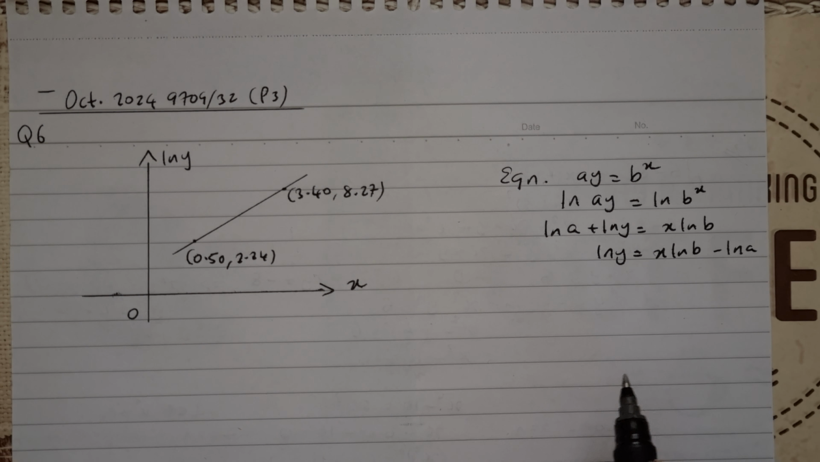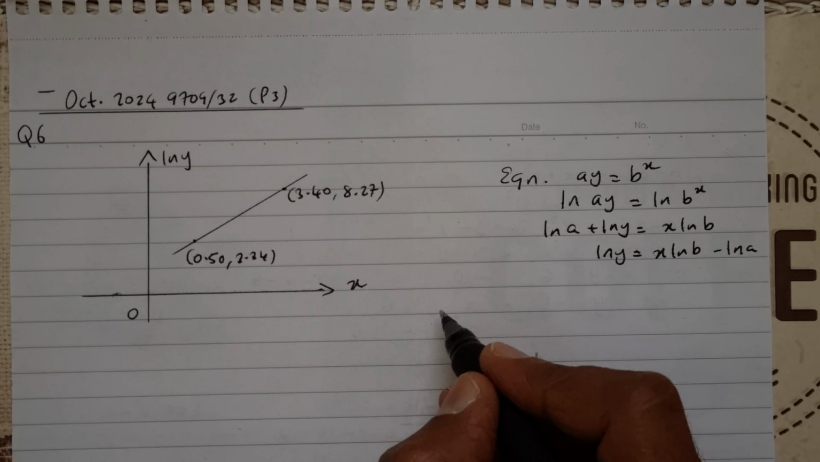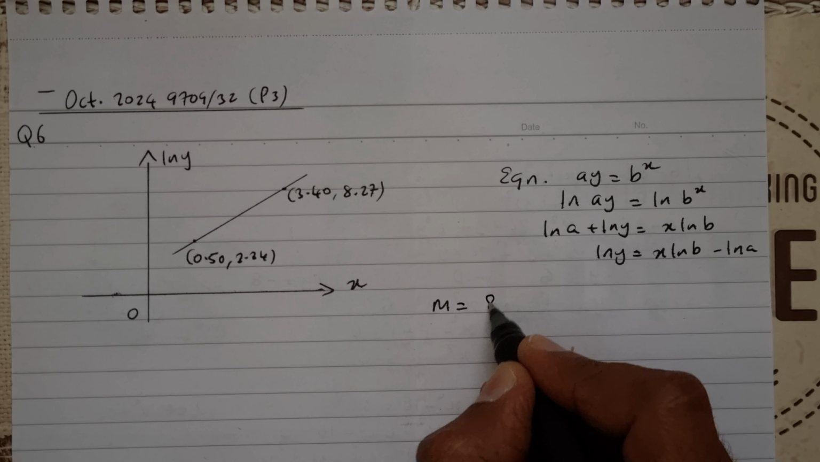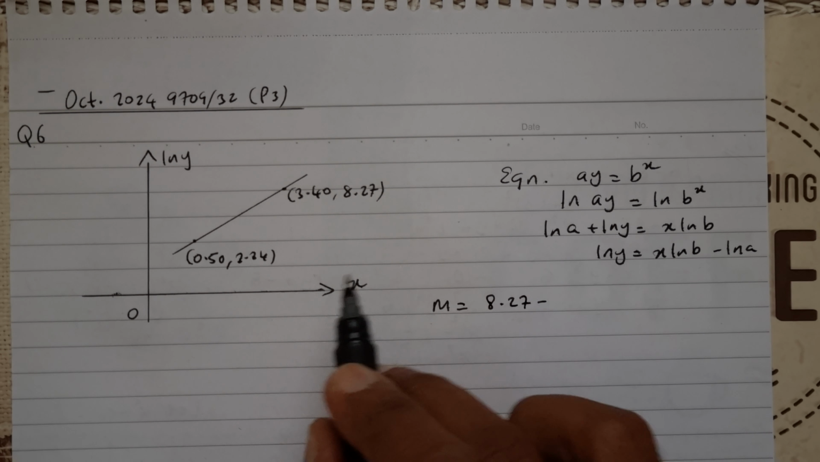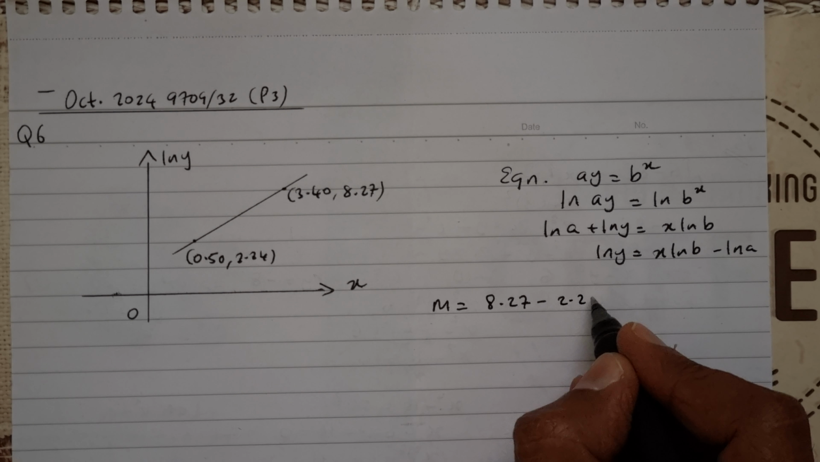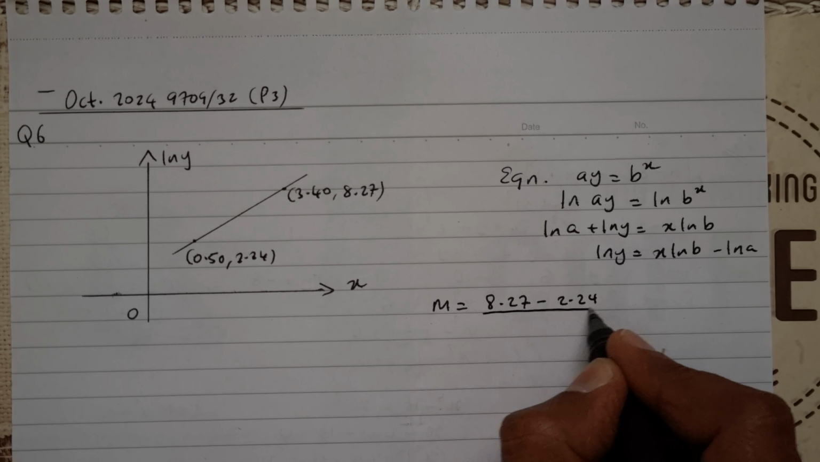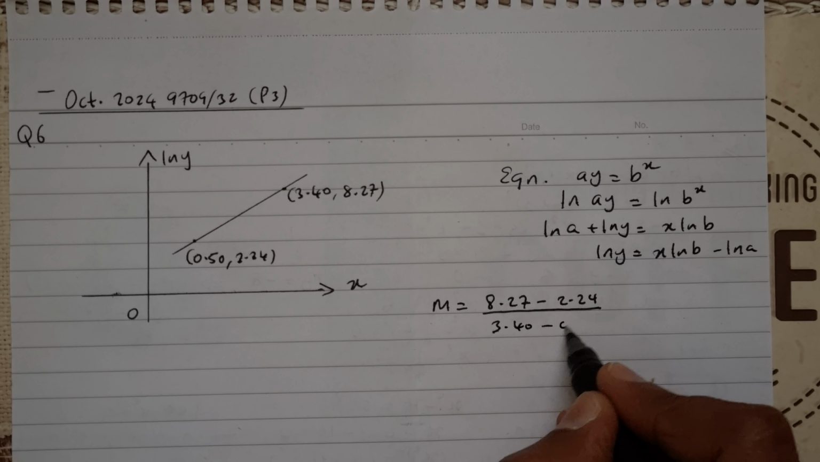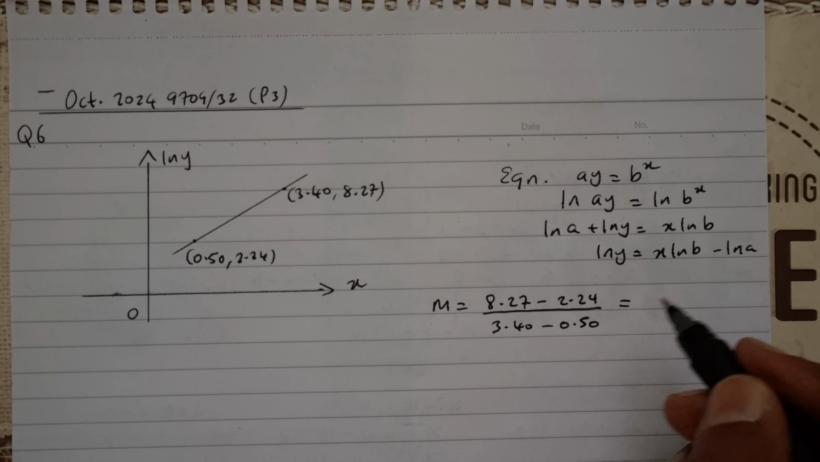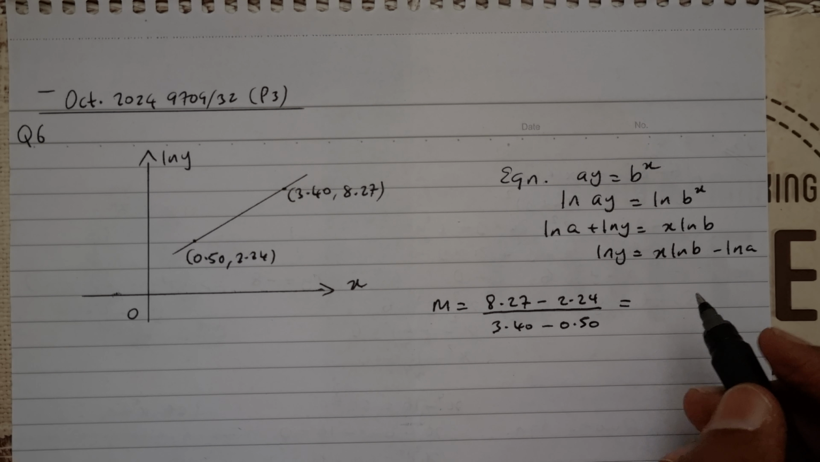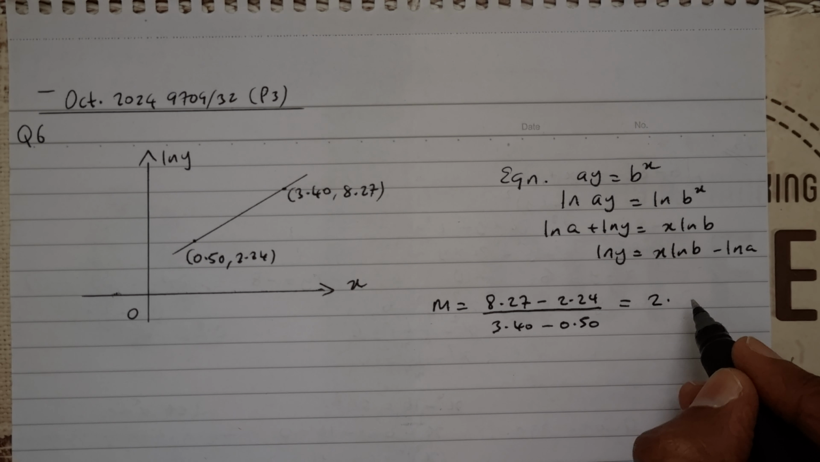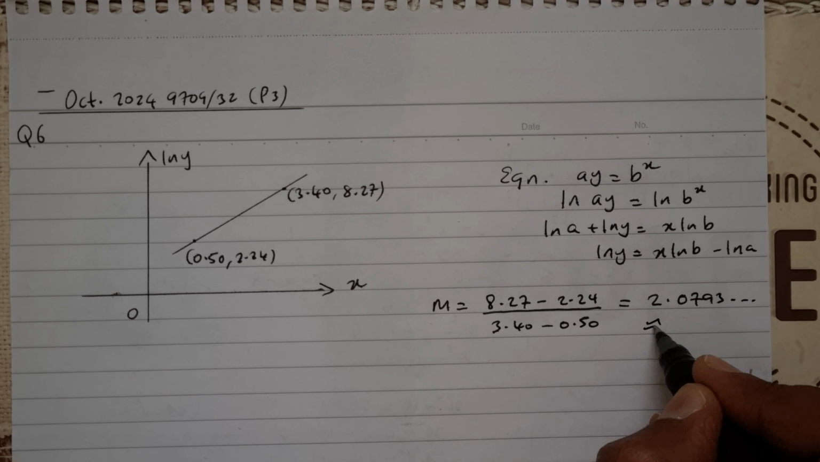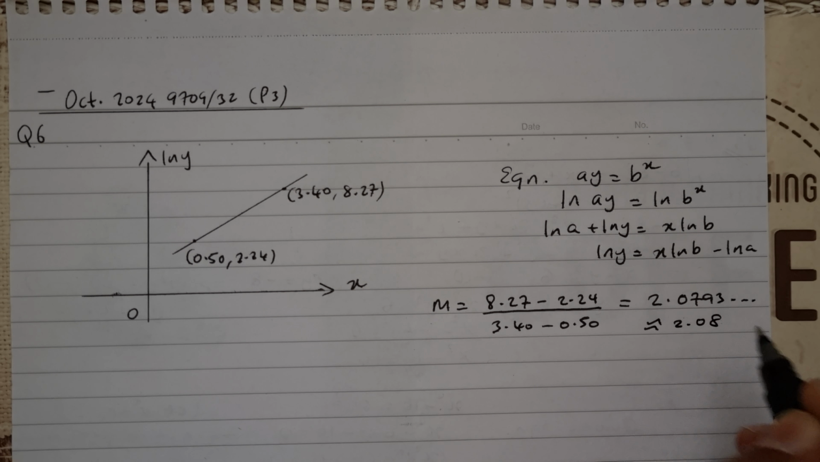Okay, so what we do, we just find the gradient first. And the gradient m is going to be y2 minus y1 over x2 minus x1, which is 8.27 minus 2.24, and all of that divided by 3.40 minus 0.5. And yes, of course, if you do this on your calculator, you get something like 2.0793 and so on. Let's say approximately 2.08.